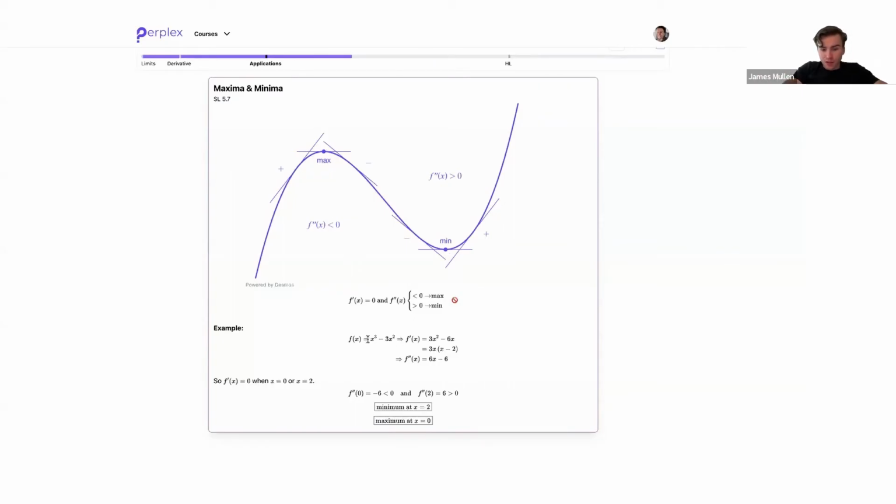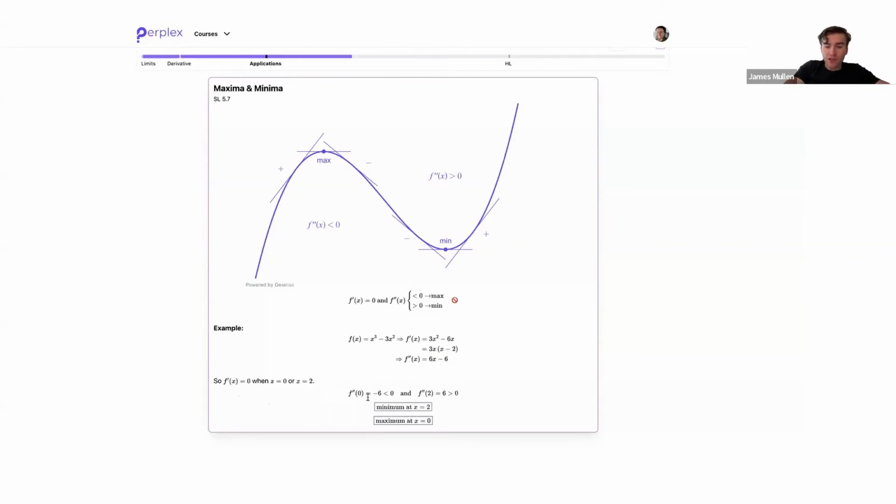If I have f of x equal to x cubed minus 3x squared, then my derivative f prime of x is equal to 3x squared minus 6x. I can factor that as 3x times x minus 2. And then f double prime of x, the second derivative, is just 6x minus 6. So f prime of x is equal to 0 when x is equal to 0 or x is equal to 2. So those are the two coordinates of my stationary points, x equals 0 and x equals 2.